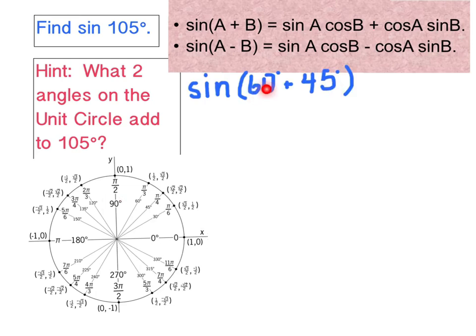60 plus 45 adds up to 105. So we can use 60 for the A and 45 for the B. See if you can finish this one.